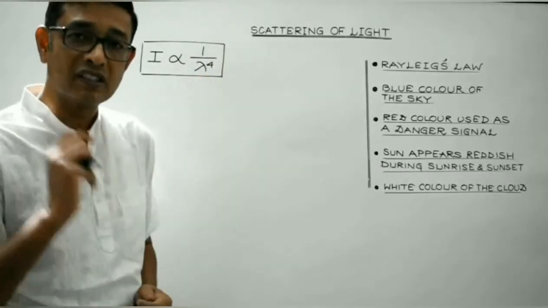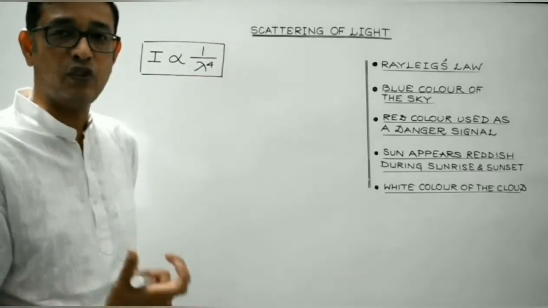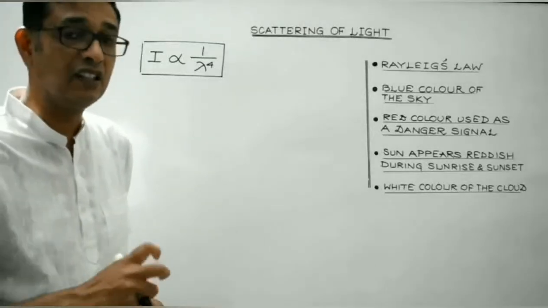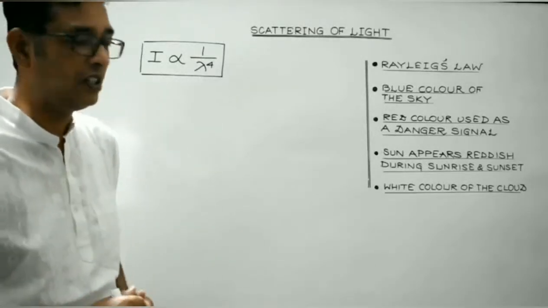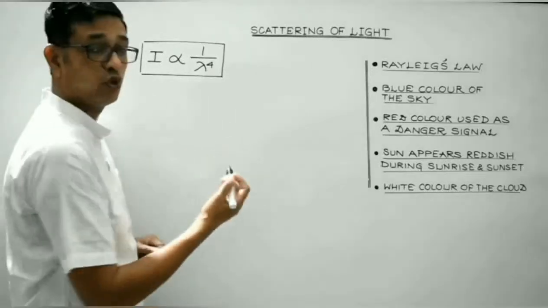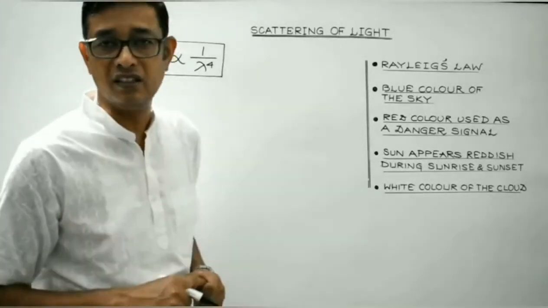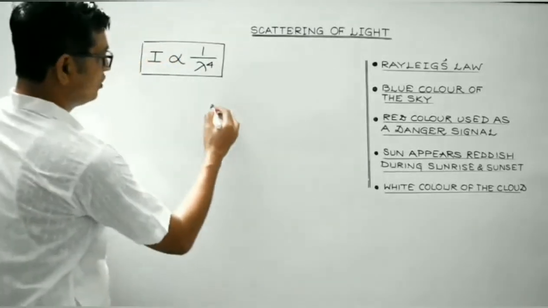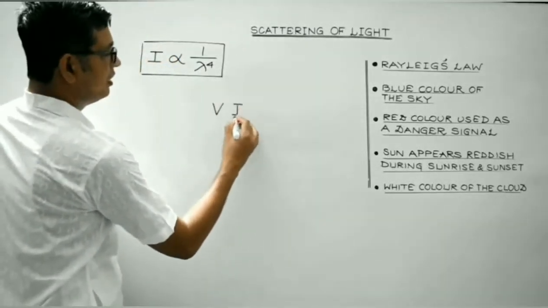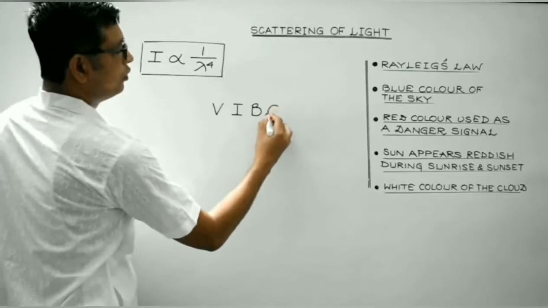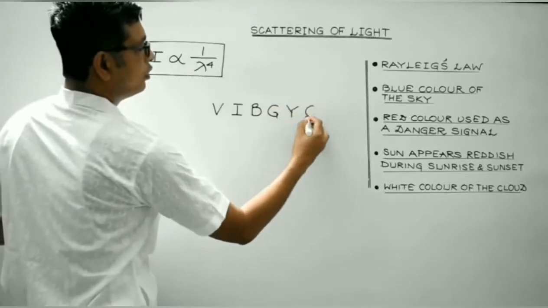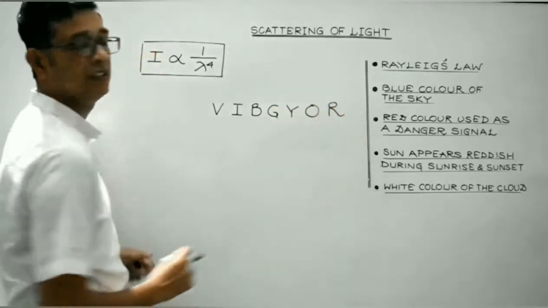We have also discussed the consequence of this particular law, right? Rather, we have discussed the applications. We all are aware of the solar spectrum. It consists of 7 constituent colors, that is VIBGYOR. So this is violet, indigo, blue, green, yellow, orange and red.